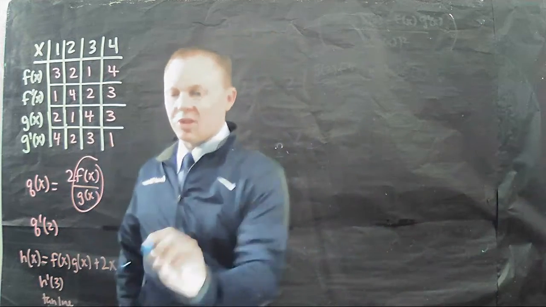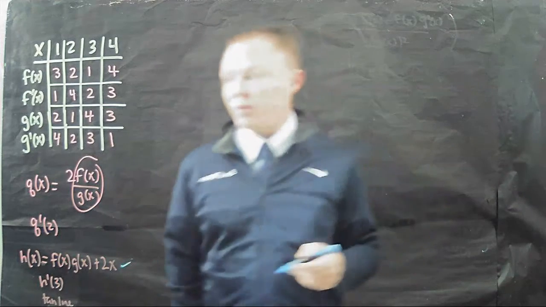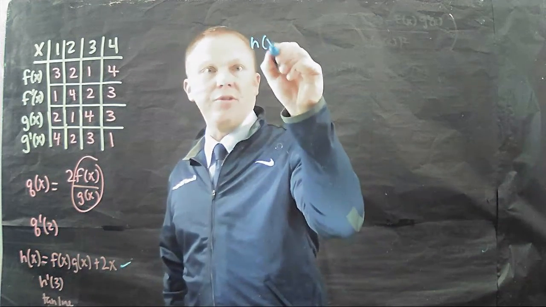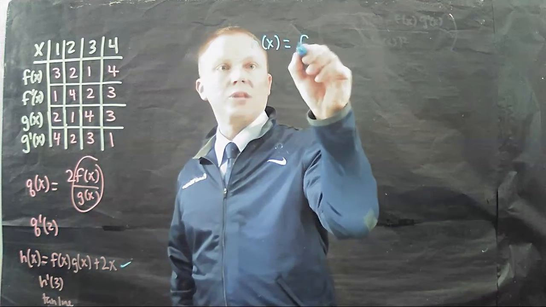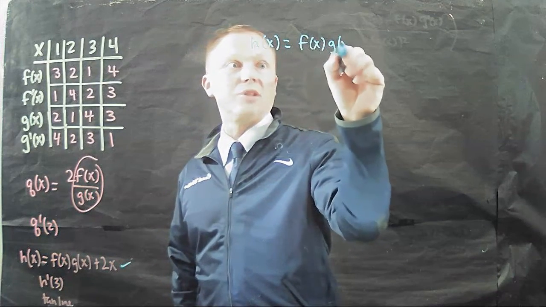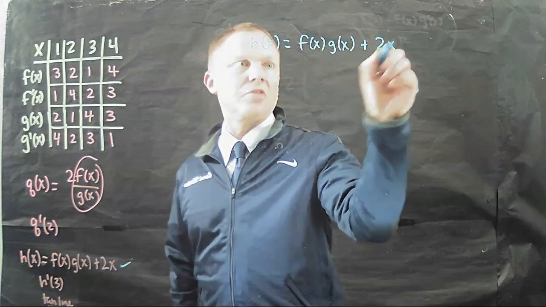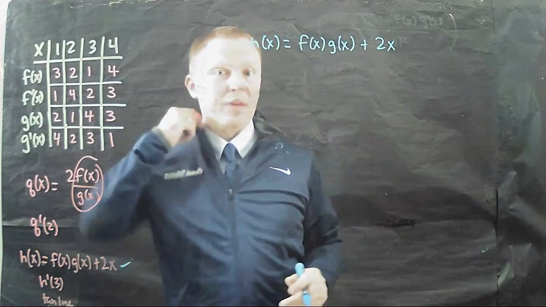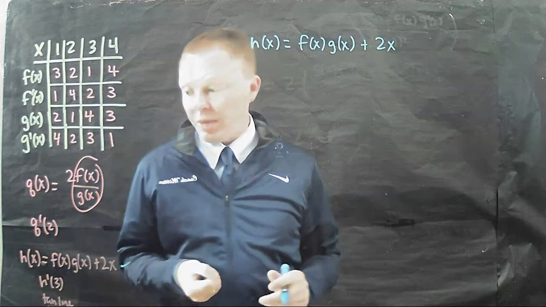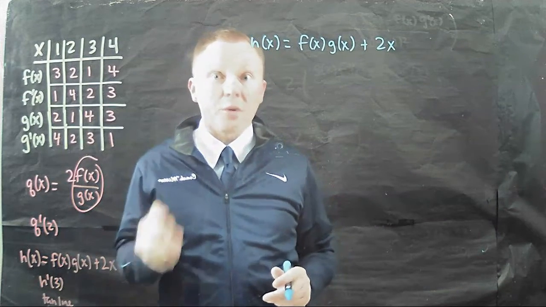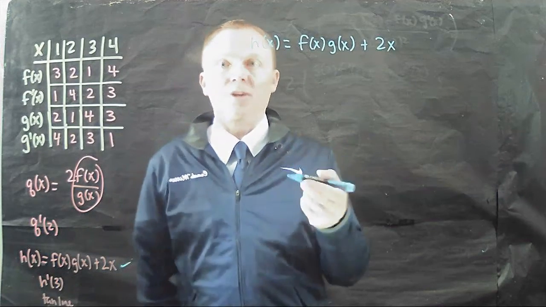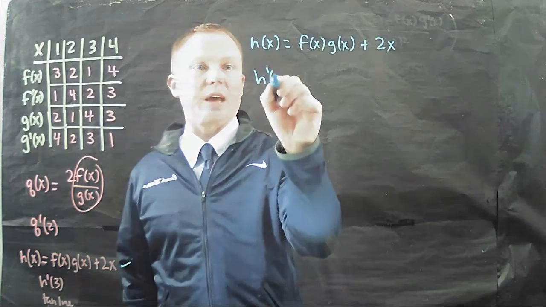Okay, so the next one was this one. It was the question right after the one we just did. I defined a new function for you, which was h of x equals f of x times g of x plus 2x. And in this one, it was a two-stepper. It said find h prime of 3, and then also to find the equation of the tangent line at x equals 3. So in order to find h prime of 3, we got to find h prime of x.